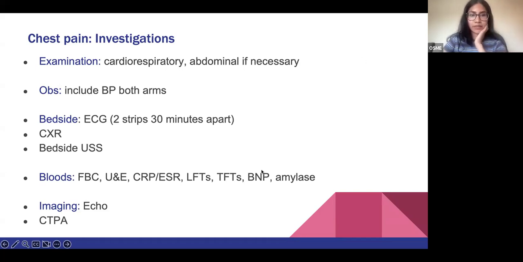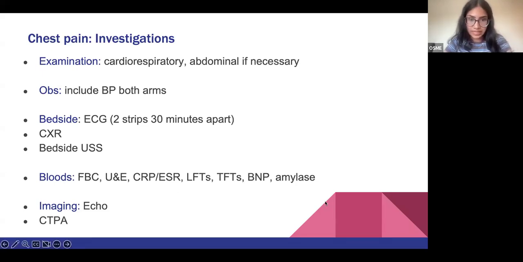Then in the bedside, if you're suspecting acute coronary syndrome, so if someone's got squeezing chest pain, sweating, clammy, history of hypercholesterolemia, things like that, then you need to do serial ECGs. So two ECGs, 30 minutes apart to look for changes that develop. If it's a respiratory cause that you're suspecting, chest X-ray, and ultrasound can be useful if it's traumatic and you're thinking about hemothorax or want to rule out blood in the pericardial space causing tamponade.